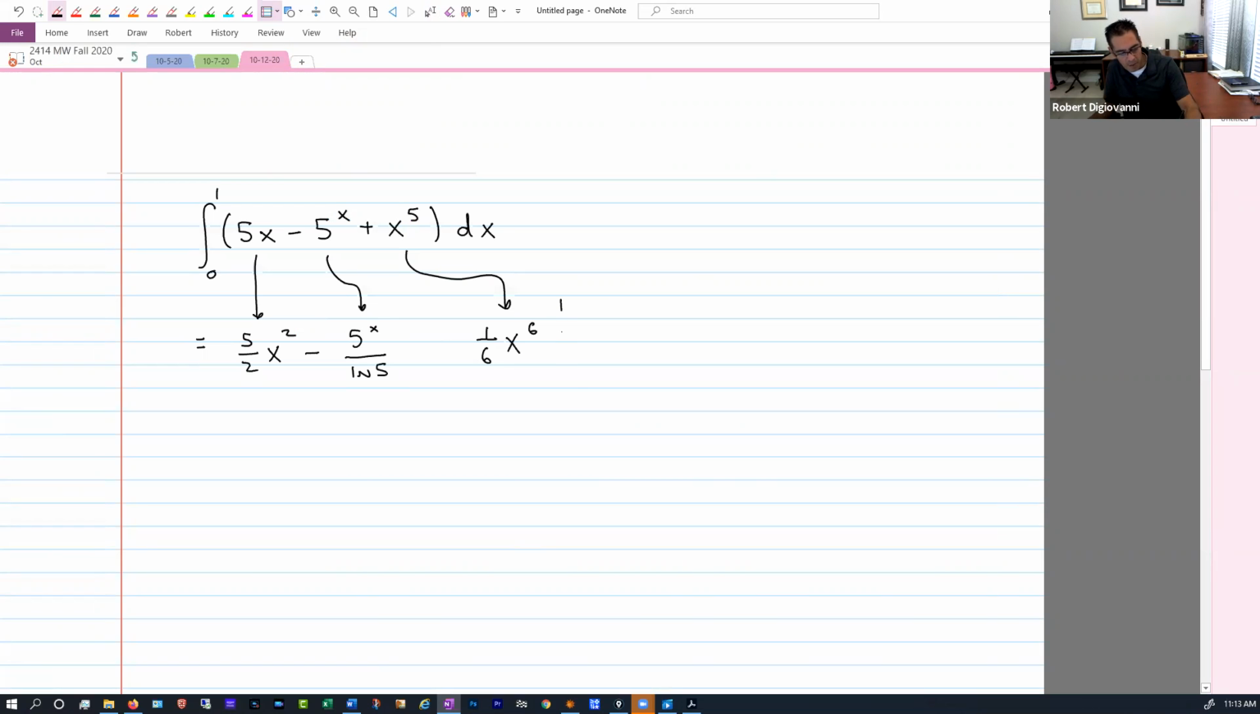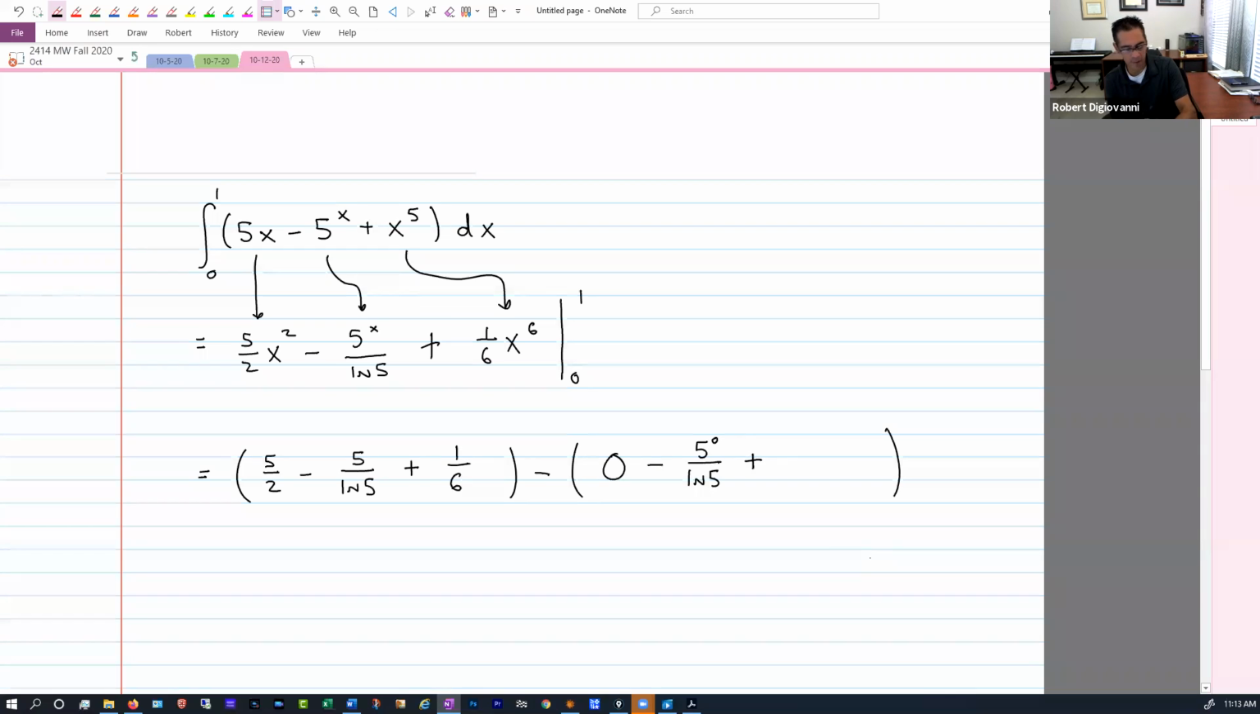And now I just need my evaluation bar, 0 and 1. I like, again, two big sets of parentheses. And let's plug 1 in first. So we just get 5/2 minus, 5 to the 1 is 5 over natural log 5, and, oops, I forgot my plus sign here, plus that's just 1/6. And then when we plug in 0, be careful: we do get 0 in the first one, but in the second one, 5 to the 0 is 1, right? So just be careful with that. That's going to be 1 over natural log of 5 and then plus 0.